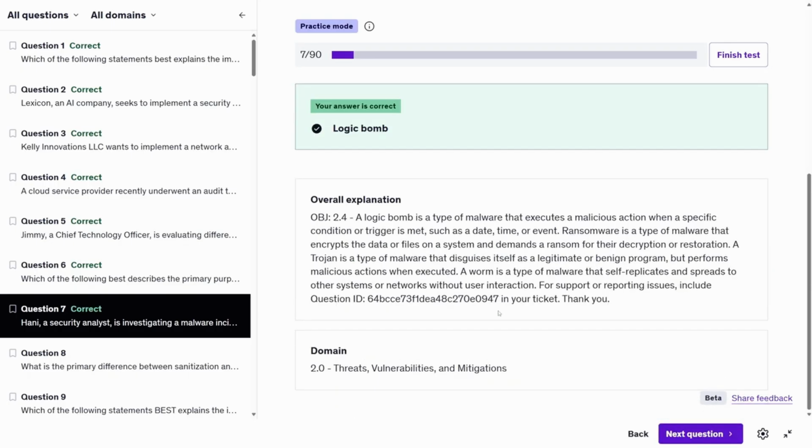A logic bomb is a type of malware that executes a malicious action when a specific condition or trigger is met, such as date, time, or event. Ransomware is a type of malware that encrypts the data or files on a system and demands a ransom for their decryption or restoration. A Trojan is a type of malware that disguises itself as a legitimate or benign program but performs malicious actions when executed. A worm is a type of malware that self-replicates and spreads to other systems or networks without user interaction.